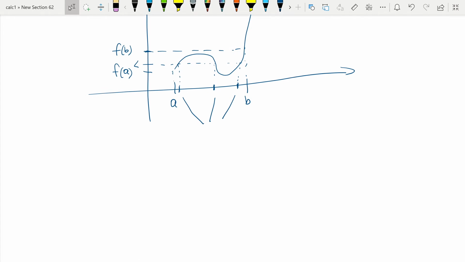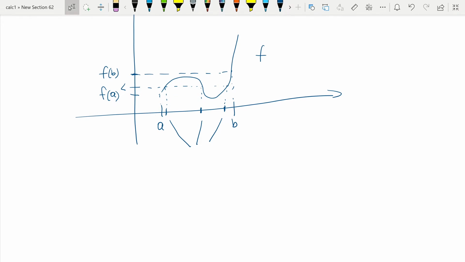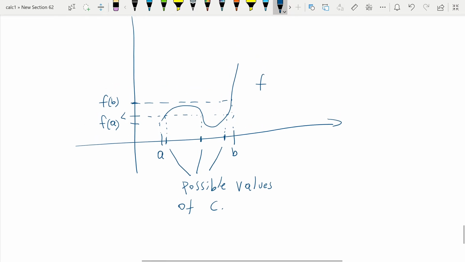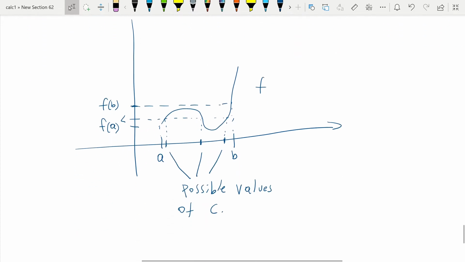So the function maps c to L. So these are possible values of c. The theorem just tells you that there's at least one value of c. It doesn't tell you that there's only one.